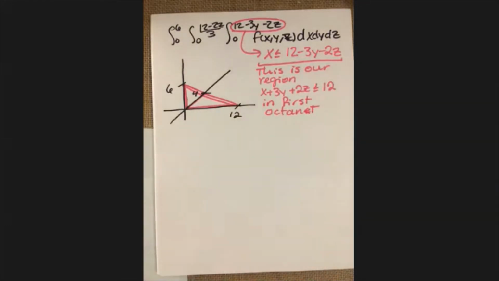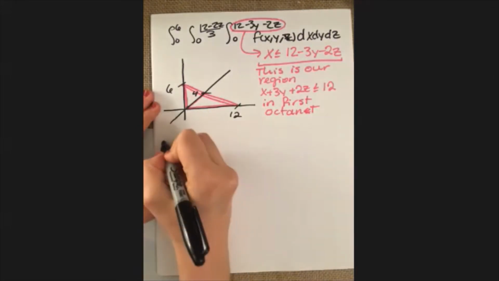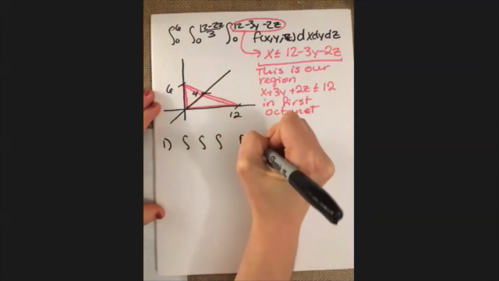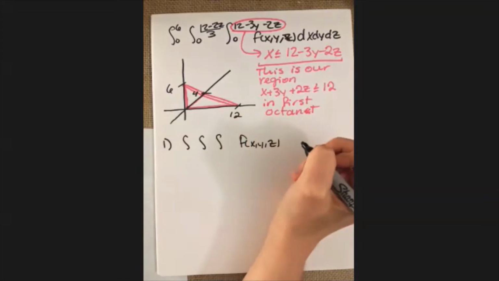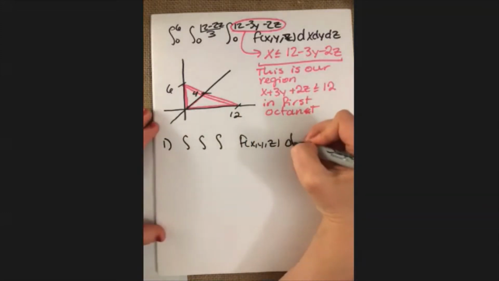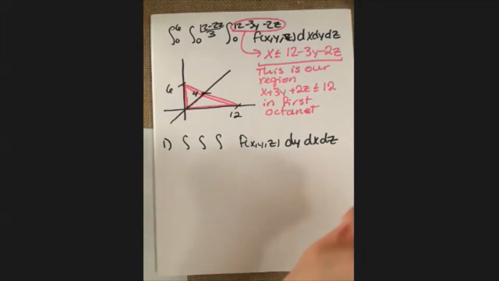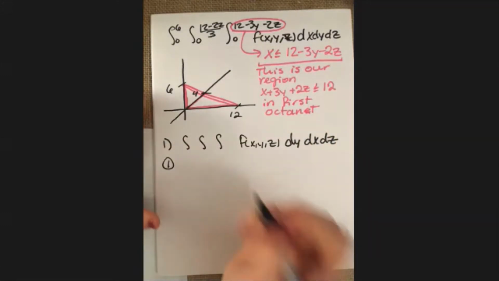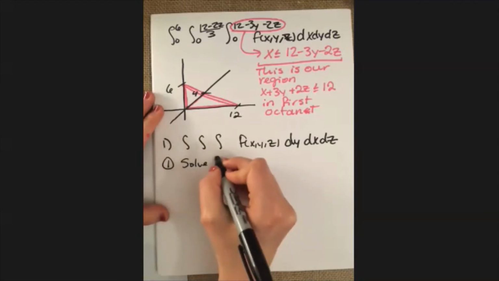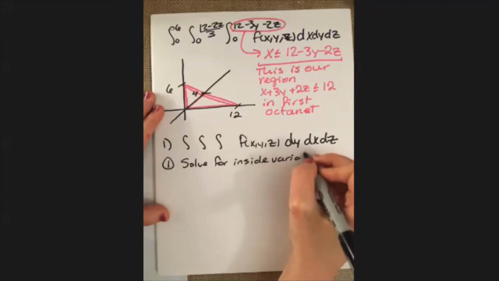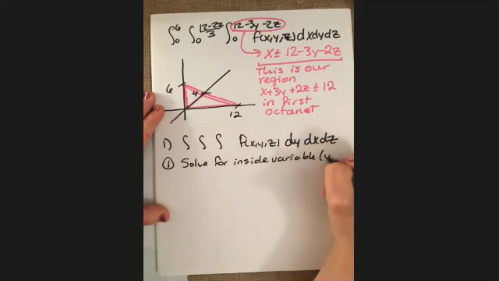Okay, so now we are ready to start rearranging to get our integral. So the first one, we're doing a triple integral, f of x, y, z, and we said that our new order of integration was going to be dy, dx, dz. Okay, so to be able to do this, step one is we solve for the inside variable, which in this case is our first one for integration. That's going to be y.